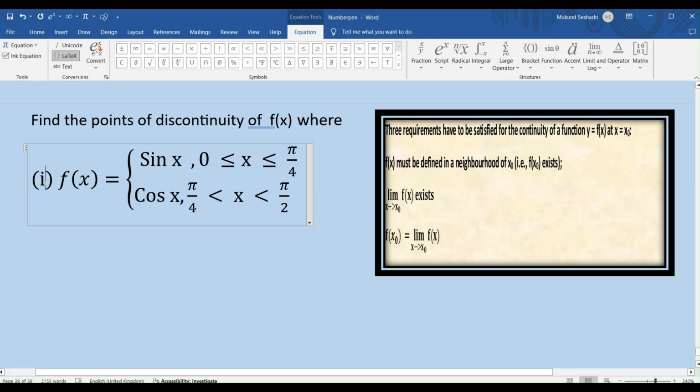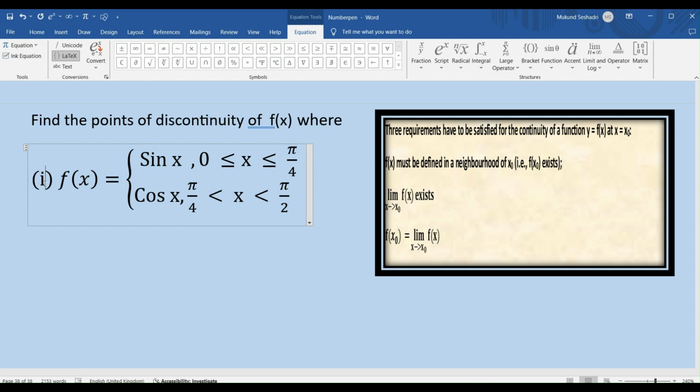So we have the problem on our screen. Find the points of discontinuity of f of x, where f of x equals sin x for 0 less than or equal to x less than or equal to pi by 4, and the function takes the value cos x for pi by 4 less than x less than pi by 2, right? So there are two parts to this particular problem.